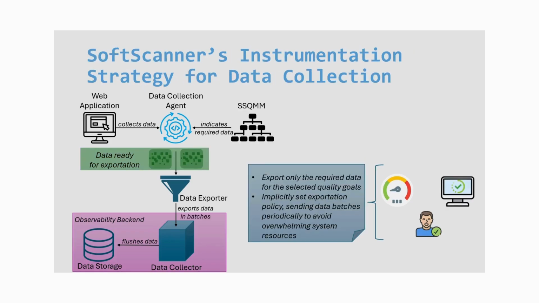To address this challenge, SoftScanner adopts a targeted instrumentation strategy. Instead of collecting general purpose data indiscriminately like existing observability tools by default, the generated agent will only focus on the required data, which would be identified by the SoftScanner quality mapping model for the instrumented application and the selected goals.